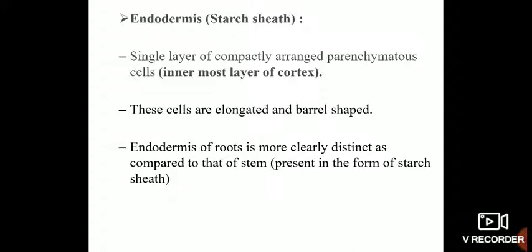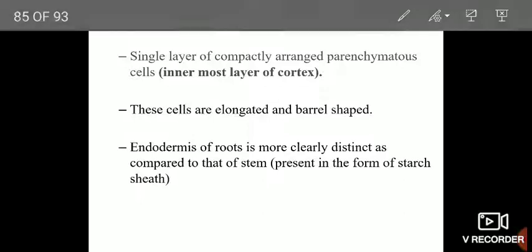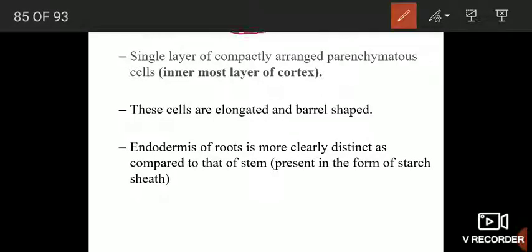So endodermis is the next zone of cortex. Endodermis is also known as starch sheath. It is named as starch sheath in case of stems. Remember, it is named as starch sheath in case of stems.